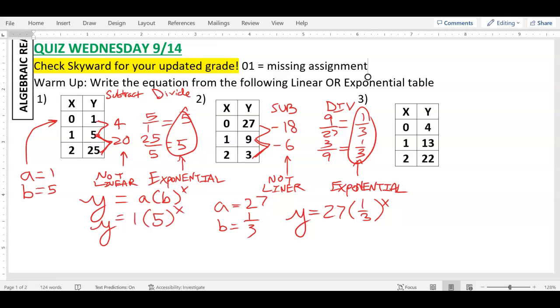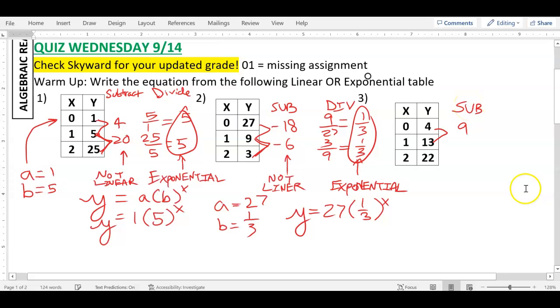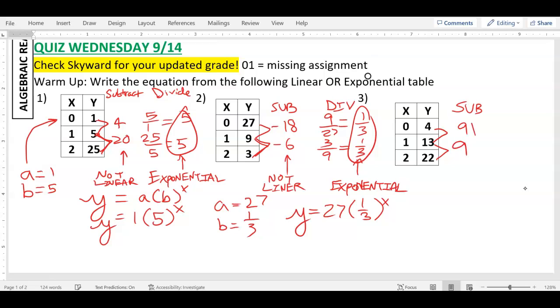Now, last one. Let's try to subtract this and see if it's linear. 13 minus 4 is 9. Uh, 22 minus 13 is 9. Wait a minute, that's the same. So what kind of function is this? Linear, okay?